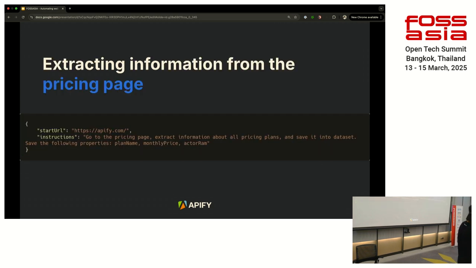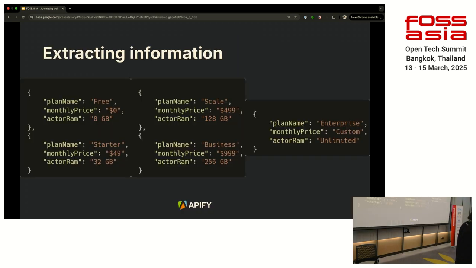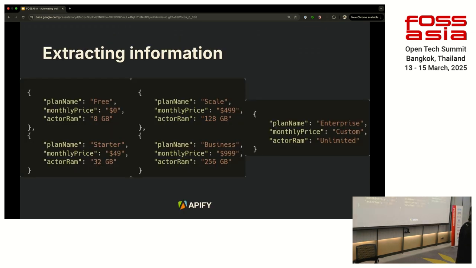The second example that I did was, again, the start URL was the Apify homepage, and we asked the agent to go to the pricing page, extract the information about all pricing, and save it to a dataset. We asked it to save the following properties: plan name, monthly price, and actor RAM. For example, we have 5 pricings. I didn't record this one because it would be redundant, but the extracted information was something like this. We got the information in this JSON file where plan name, actor RAM, and monthly price are mentioned for each pricing on our page.